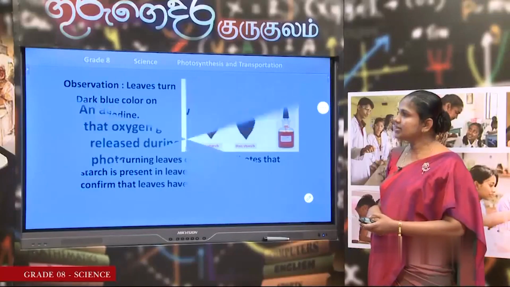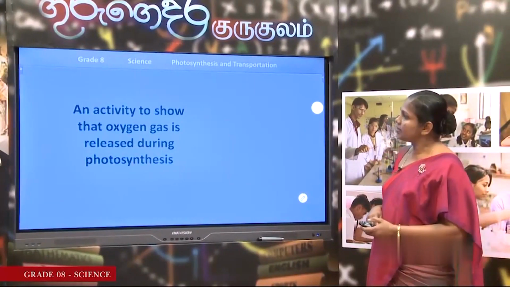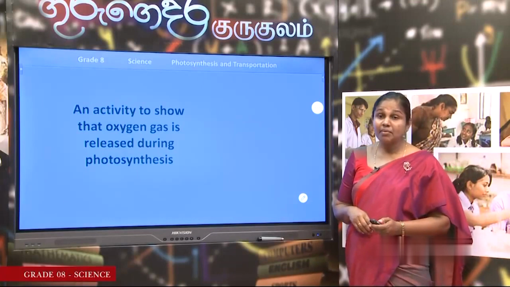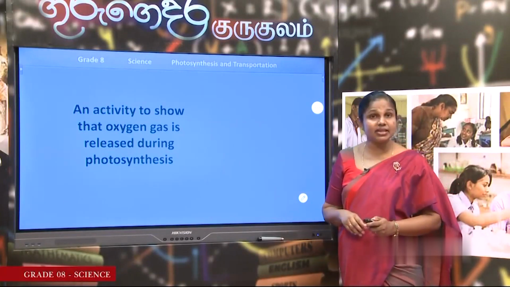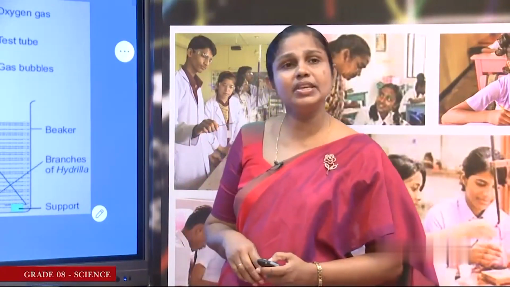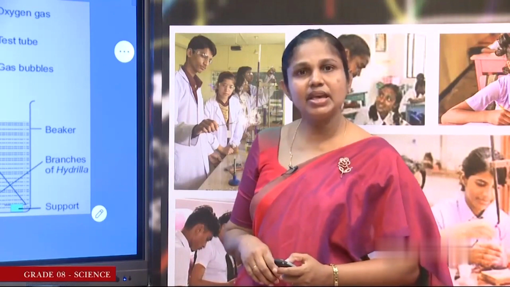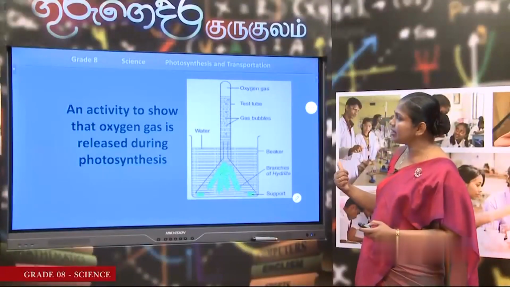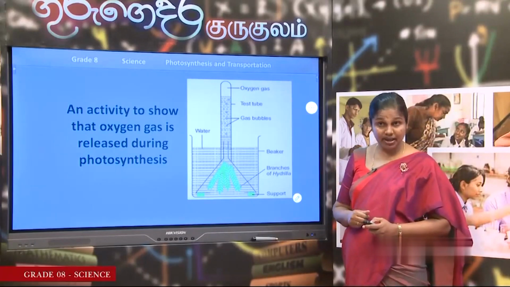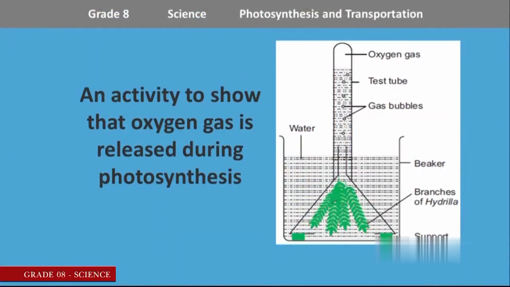Okay, children, this is the activity that can be done in the lab to show that oxygen gas is released during photosynthesis. Right, children, this is how this simple setup is arranged. You can see here the way that the setup is arranged. First, you have to take a trough of water. You know the trough. Have you seen the trough in your lab, children? It is a glass container which is bigger than a large beaker in the lab.